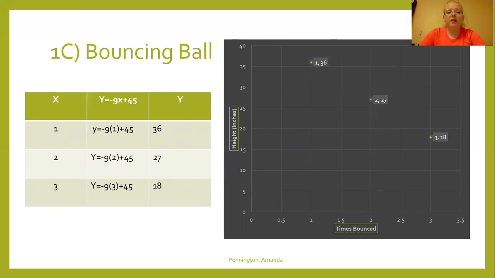So y equals negative 9 times 1 plus 45 equals 36. Negative 9 times 2 plus 45 is 27, and negative 9 times 3 plus 45 is 18. So on our third bounce, the height is going to be 18 inches. Okay, and so we can see from our graph that our points are slowly going down because the ball is not getting that much momentum and energy. So our x values are going to be the number of bounces, and our y is going to be the height.